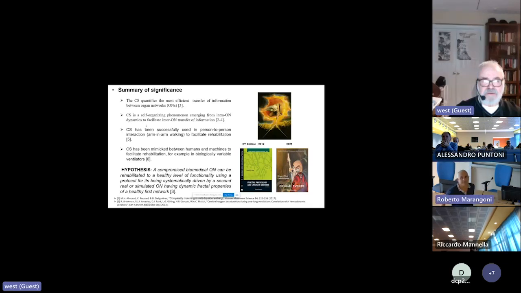that he had a group of people that were in post-op, that were on these biologically variable ventilators, and a group that were on these mechanical ventilators. And the group on the biologically variable ventilators performed markedly better in terms of the oxygenation of the blood and other indicators of how rapidly they were getting back to the normal breathing cycle. Now, this complexity synchronization has been mimicked between humans and machines to facilitate rehabilitation, and that's the example I just gave.